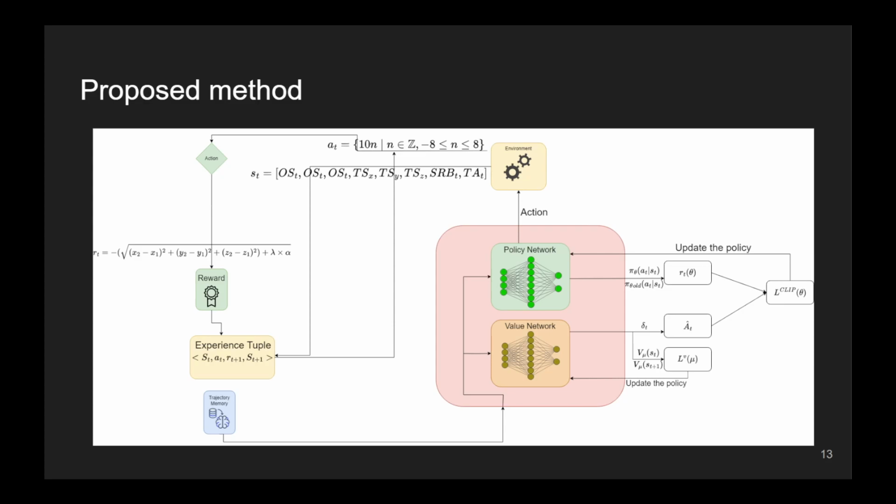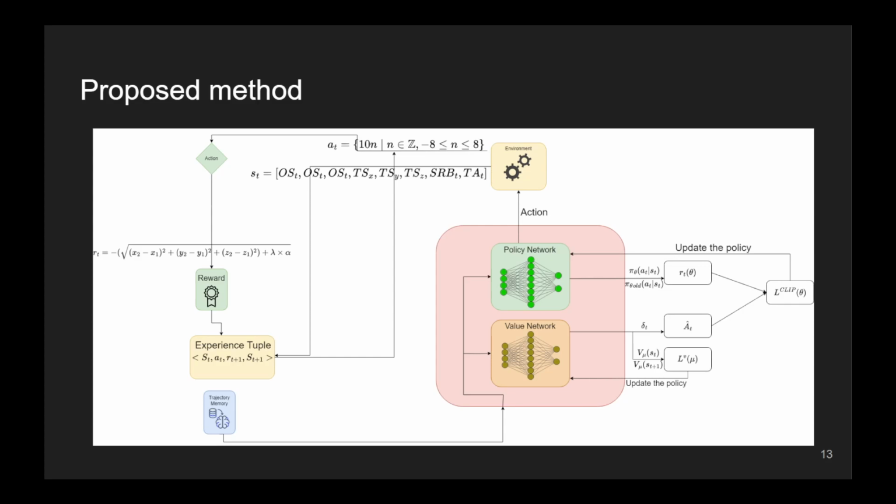So the flow goes like this. At first, the agent will take an action on the environment based on the state. Then the reward is calculated. After that, we have an experience tuple where we are storing the state, action, reward, and the next state as an array. After storing the experience tuple, these data are used to train the network.